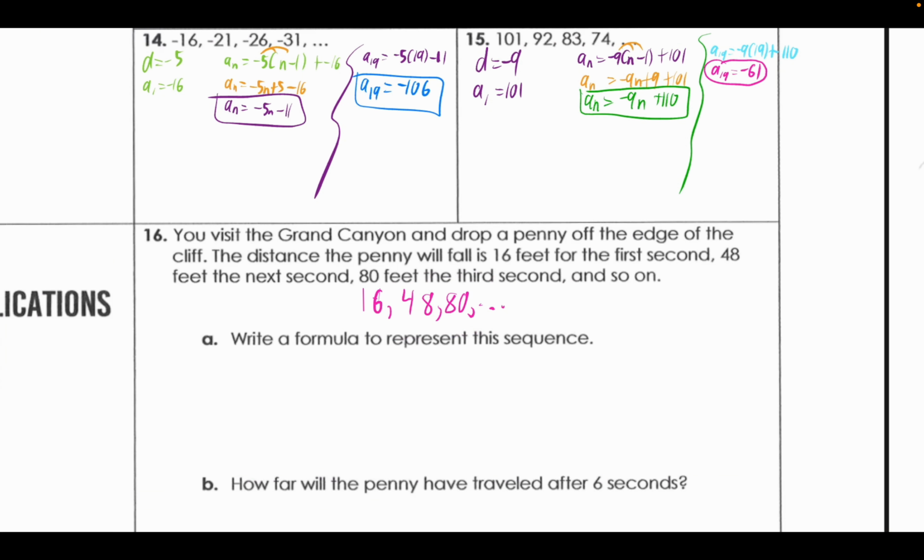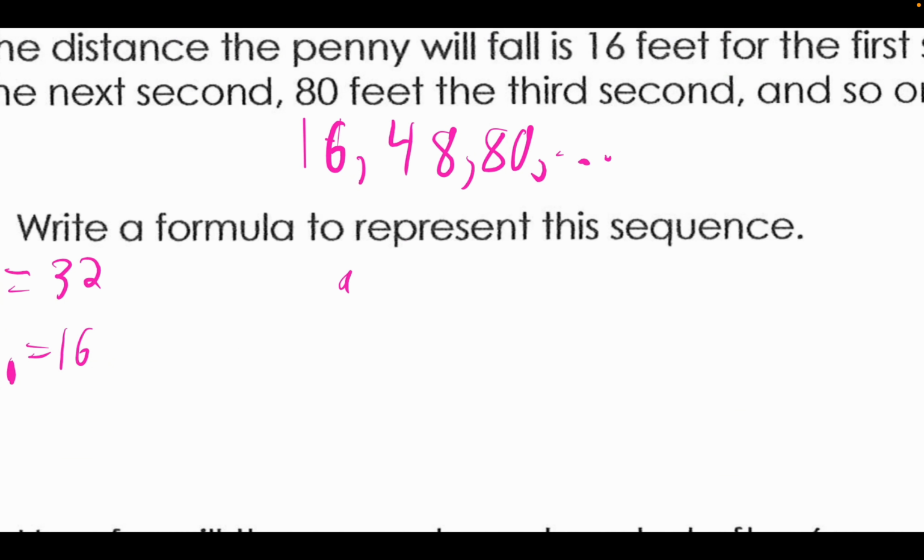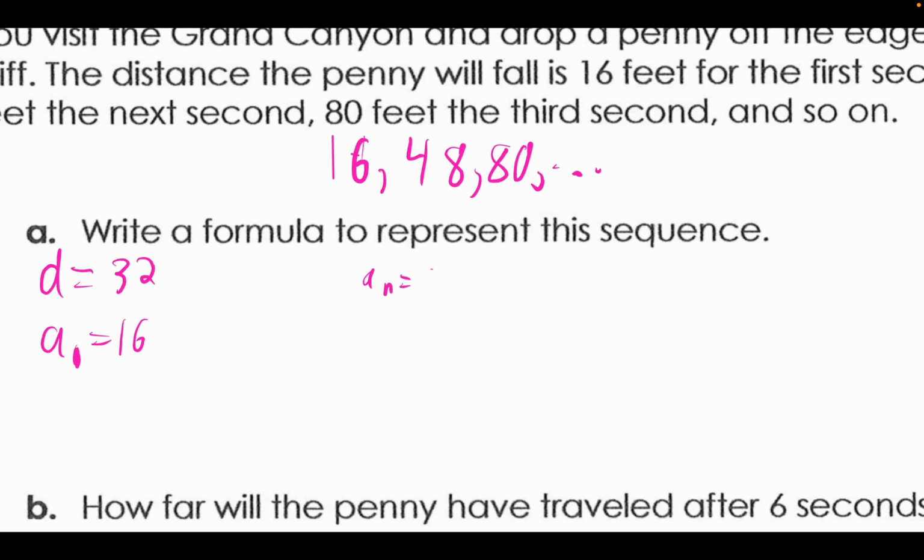So writing a formula to represent the sequence, now that we listed it as a sequence, it's a little bit easier, where the common difference d is 32. The a sub 1 is 16 feet for the first second. So plugging this into the formula, a sub n is equal to 32 times the quantity of n minus 1 plus 16. Distributing the 32, I get 32n minus 32 plus 16. And so I get a sub n equals 32n minus 16.